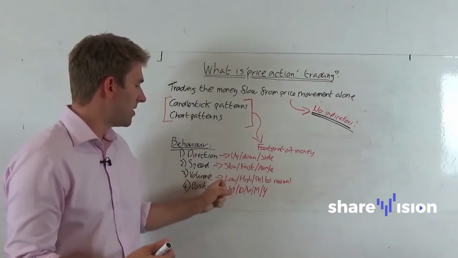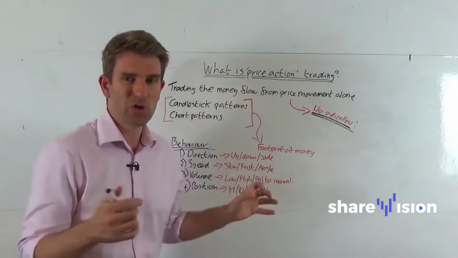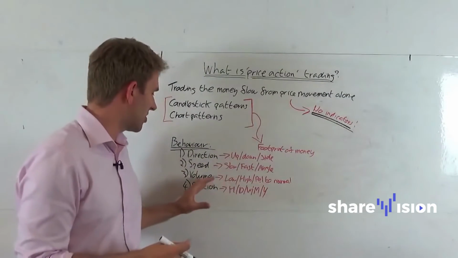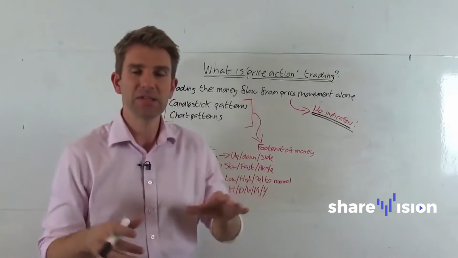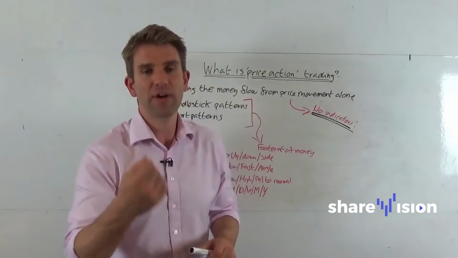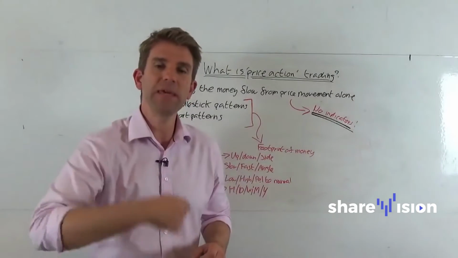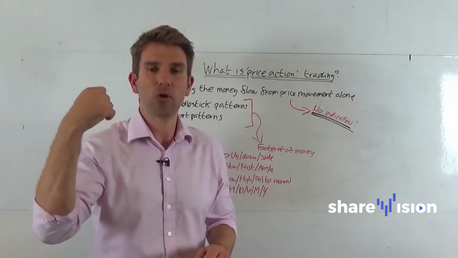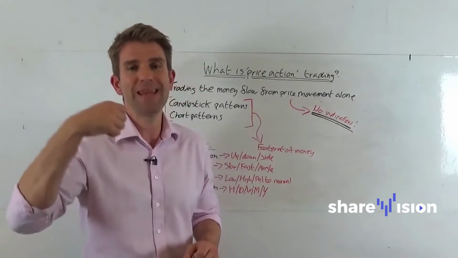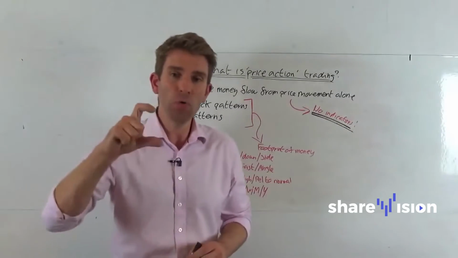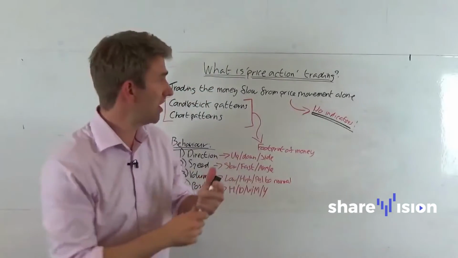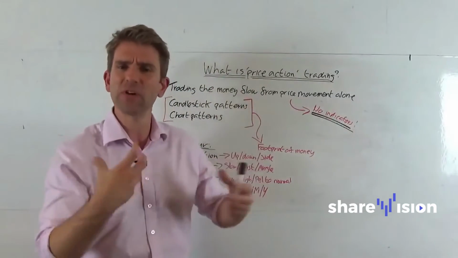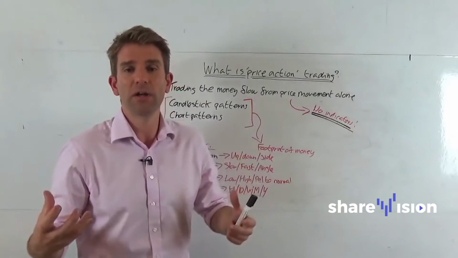Number 3, volume. Whilst this is not strictly price action, and bear with me on this one, volume to me doesn't necessarily mean contracts traded. It means the speed that the contracts are being traded, the trade speed and the quantity. So not only the quantity on the volume bar that you'd have on your bottom, and yes, probably strictly not price action as such, but I think the relationship's so strong, you can't ignore it.